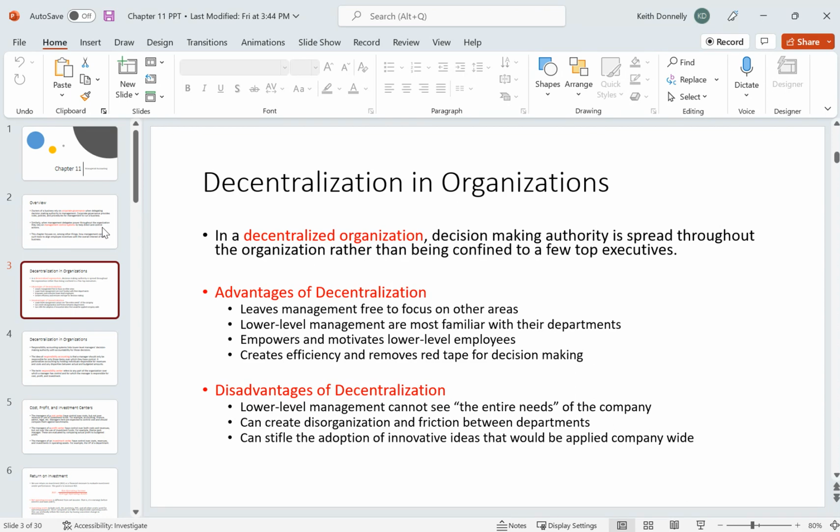Now there are some disadvantages of decentralization. Like anything, everybody's looking at their own interests. They may not be looking at the corporation as a whole. For example, lower level management might not be able to see the entire needs of the company. Running a business is very expensive. If you're working at the cash register or you're the manager of the sales department, would it be great if everybody in your department got unlimited vacation time and great health insurance and two-hour lunch breaks? Sure. But that wouldn't make sense for the business as a whole to operate that way.